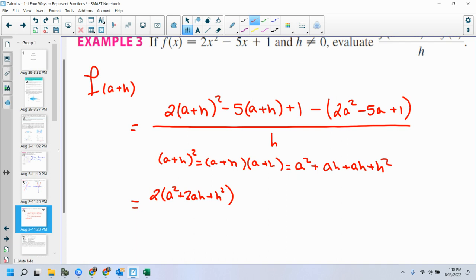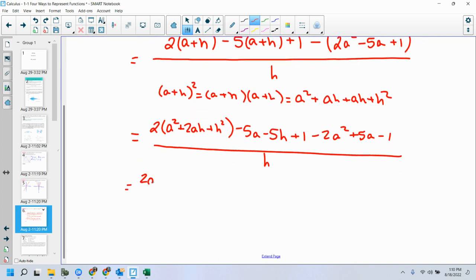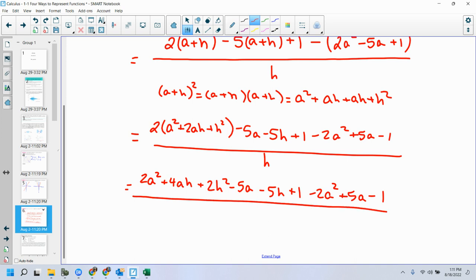Distribute in the negative 5. Negative 5a minus 5h plus 1. Distribute the negative into the whole right side here. Negative 2a squared plus 5a minus 1, still all divided by h. Okay, we got a little bit more distributive property to do, right? Let's do that before we simplify the top. So 2a squared plus 4ah plus 2h squared. Now let's minus 5a minus 5h plus 1 minus 2a squared plus 5a minus 1, all divided by h.